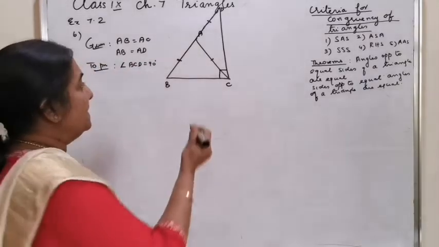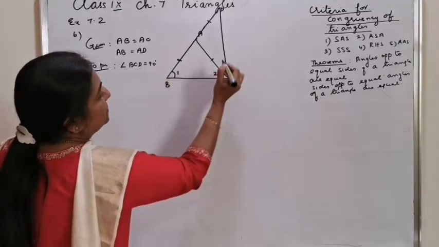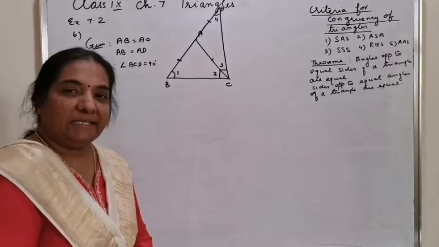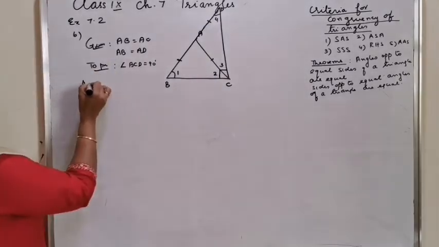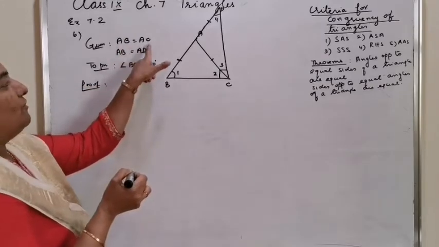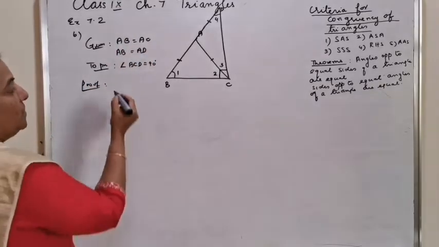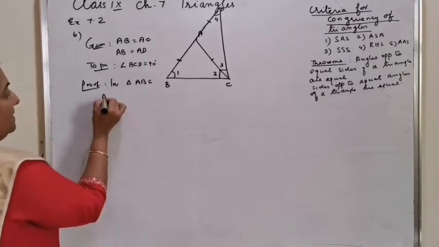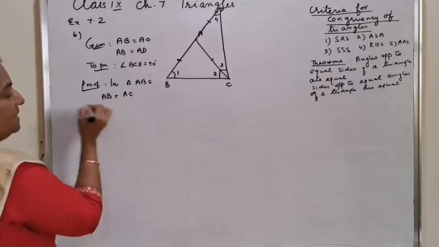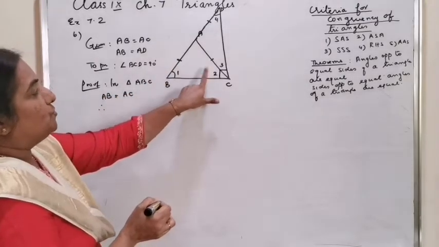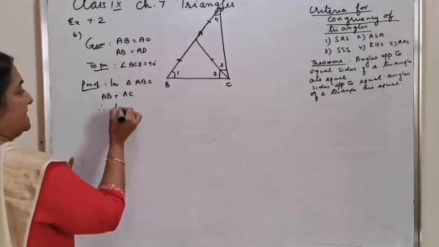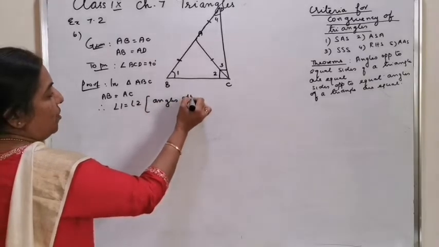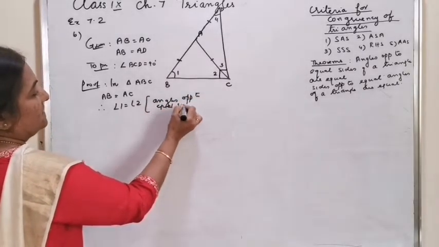And now let's take angles as 1, 2, 3, 4 for an easy purpose of writing the proof. The proof starts with the given condition of AB equal to AC. Which triangle is it? In triangle ABC, AB is equal to AC. Immediately, opposite to AB is angle 2 and opposite to AC is angle 1. We will write it as angle 1 is equal to angle 2. The reason is angles opposite to equal sides are equal.